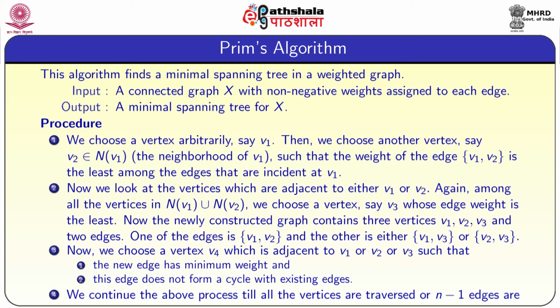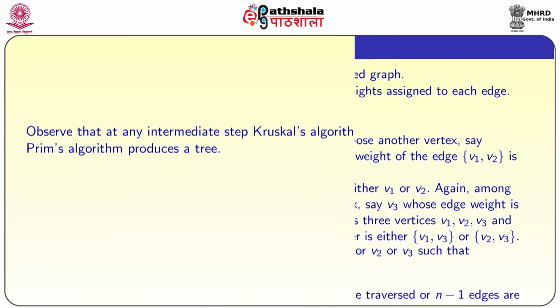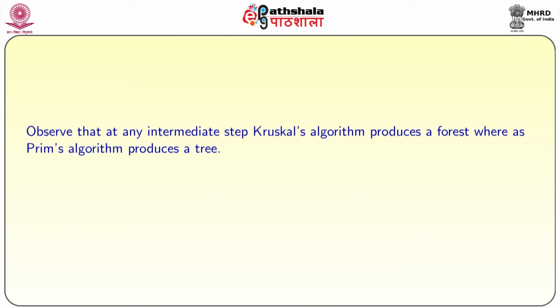Now we choose the vertex V4 which is adjacent to V1 or V2 or V3 such that the new edge has minimum weight and does not form a cycle with the existing edges. We continue the above process till all the vertices are traversed or n minus 1 edges are added to the spanning tree. Observe that any intermediate step of Kruskal's algorithm produces a forest, whereas Prim's algorithm produces a tree.